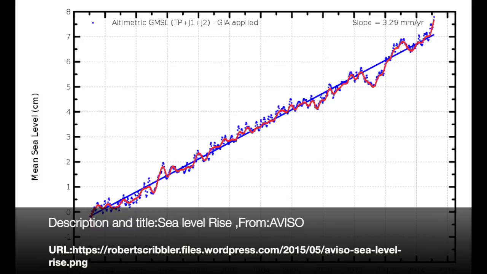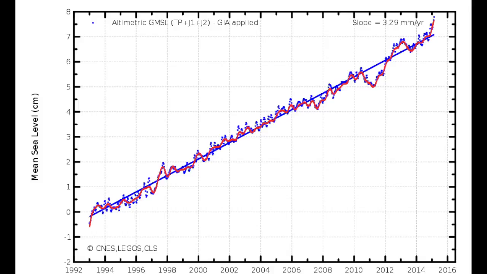As you can see, in 1993, the sea level was at 0 centimeters, and since then, the mean sea level has risen 7 centimeters in 2015. This shows us how the mean sea level is constantly rising, as portrayed by the trend line with a positive slope.